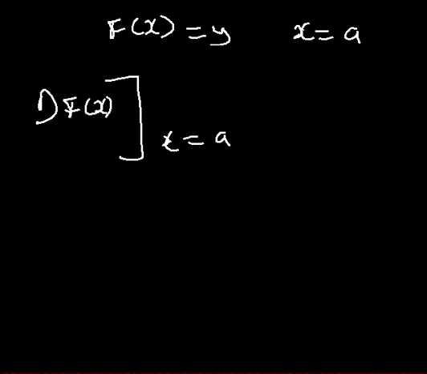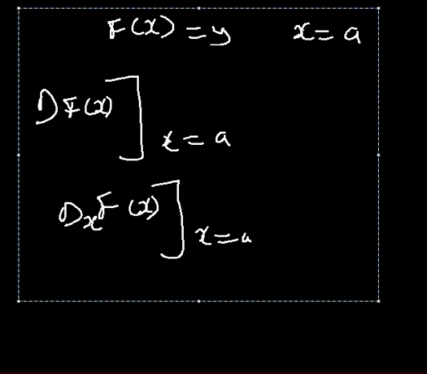Or else you can also use this one as well. Let's say if we have D sub x of f of x, with x is equal to a. That is also okay, you can have that. And you can also have this one as well. Let's say if we have d over dx of f of x at x is equal to a, that is also a part of the game that you can use as well.